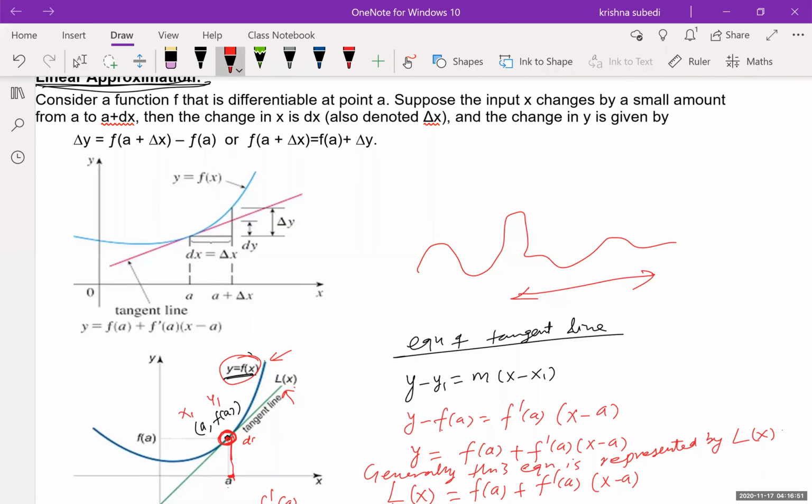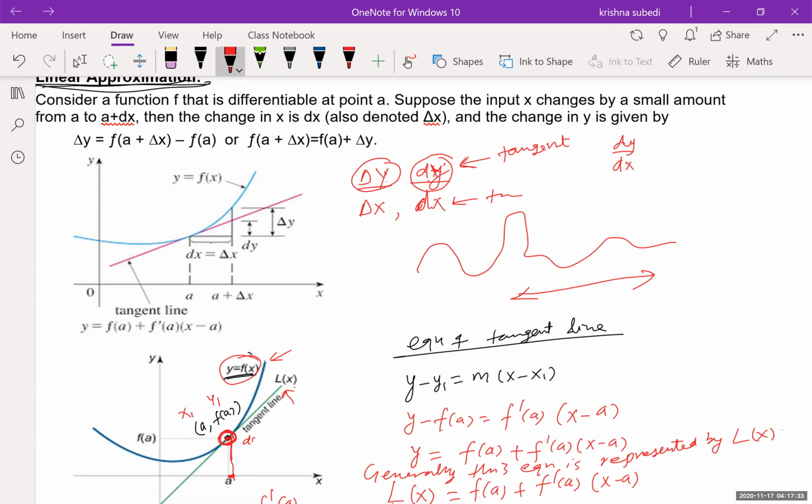Now let me go back to this figure. So what is the difference between delta y and dy? And what is the difference between delta x and dx? So let's see the difference between these two things, okay? Is there any difference between delta y and dy? Remember, when we say dy, we're always talking about the tangent line, because dy over dx is the slope of the tangent line, okay? So dy means we are talking about the tangent line, and dx also means we are talking about the tangent line.